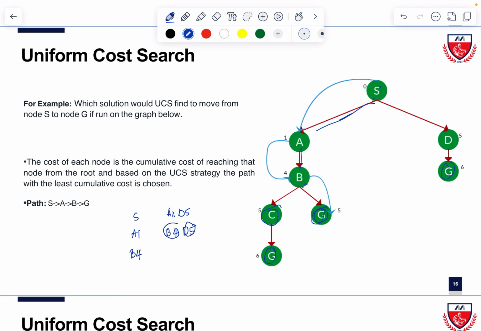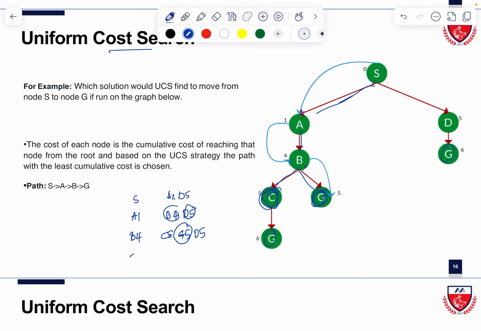And B4 has children C5 and G5, and we have not visited B5. So, we can directly visit G5, instead of going to C, because they have the same cost, but it's useless to visit C. This is uniform cost search. So now you can visit G5. So the path would be S, A, B, G.